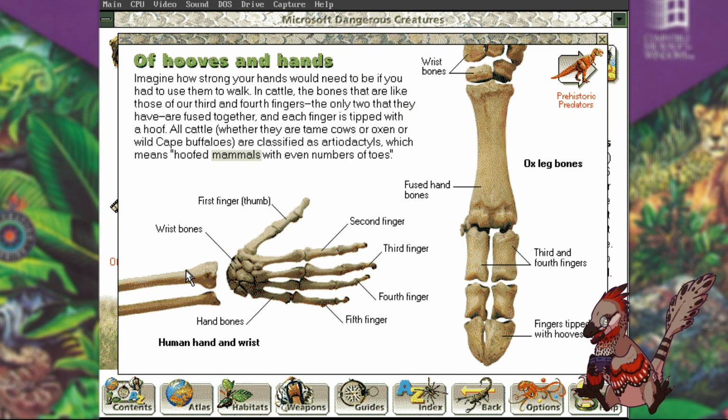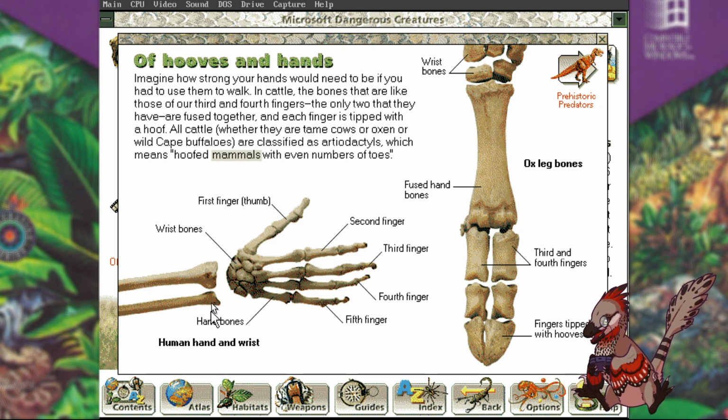Of hooves and hands. The front legs and hooves of the Cape buffalo are very strong. They have to be, to carry all that weight. Imagine how strong your hands would need to be if you had to use them to walk. In cattle, the bones that are like those of our third and fourth fingers, the only two that they have, are fused together, and each finger is tipped with a hoof. All cattle, whether they are tame cows or oxen or wild Cape buffaloes, are classified as artiodactyls, which means hoofed mammals with an even number of toes.